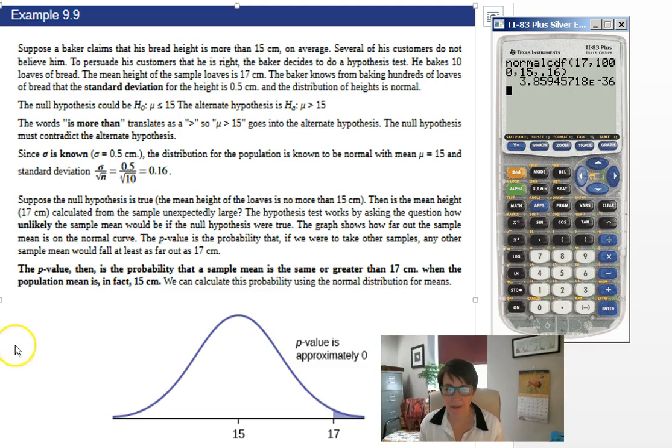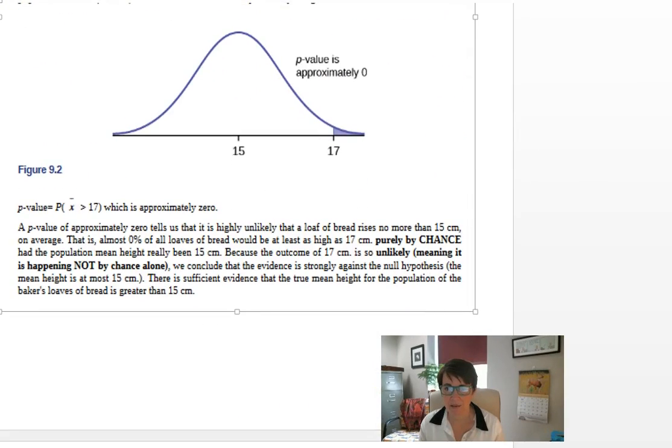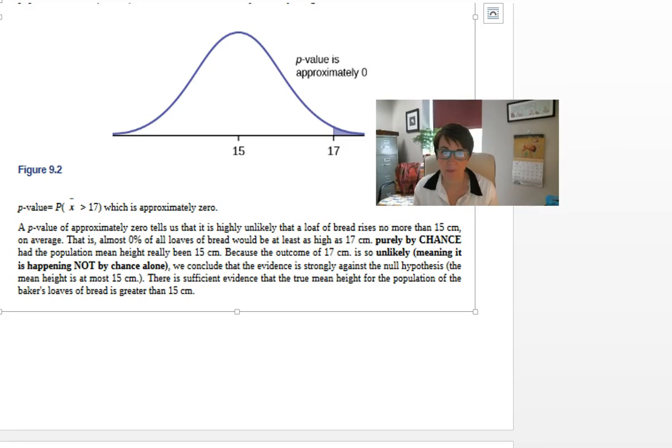So what we can say about that, let me just click on this and scroll it up a little bit, is that it is approximately 0. Our p-value is approximately 0. And that tells us it's highly unlikely that a loaf of bread is going to rise no more than 15 inches on average when we have one that was over 17. So 0% of all loaves of bread would be at least 17 centimeters high purely by chance had the population mean really been 15. But it is so unlikely. It's not happening by chance alone.